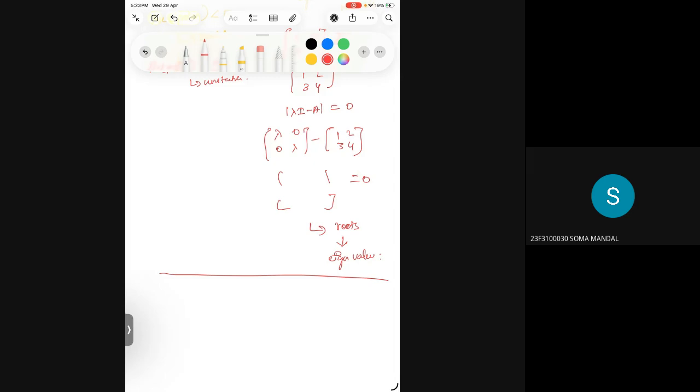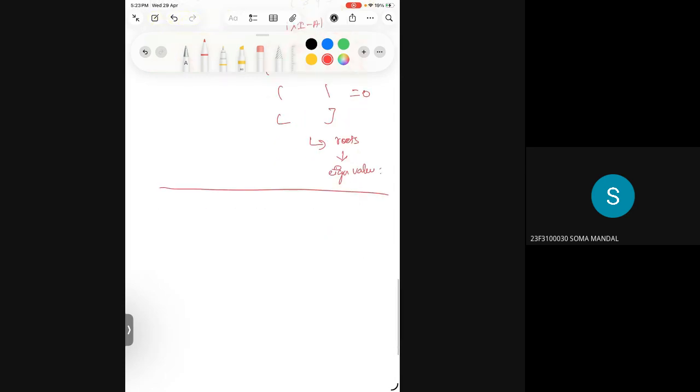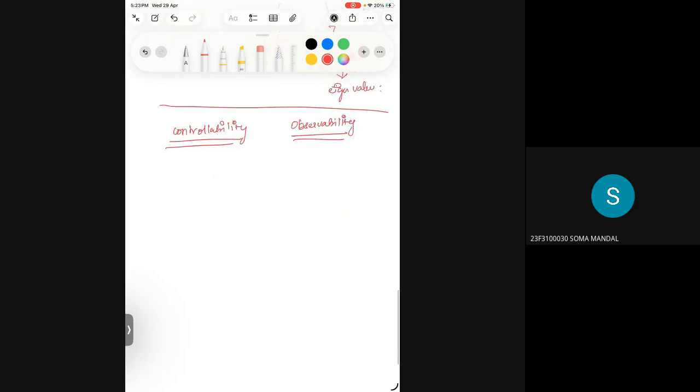Next is the controllability and observability matrix. This is another important concept in state space equations. We study this because for pole placement you need these basics. This tells whether the system is controllable or not.